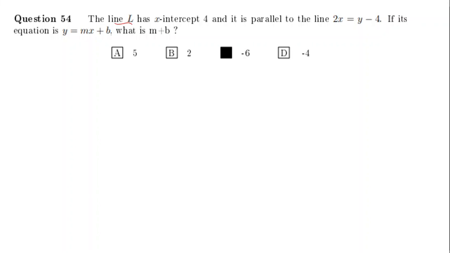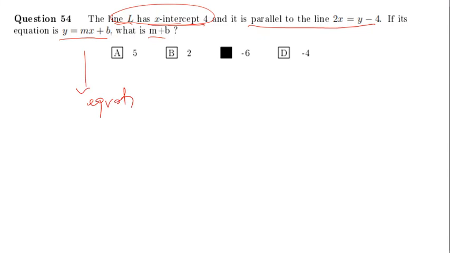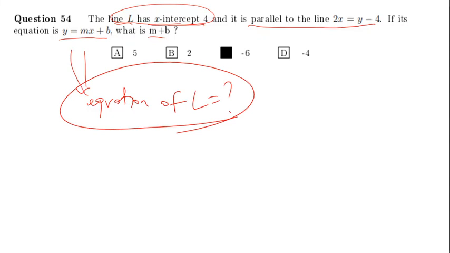Now the line L has x-intercept 4, and it's parallel to this line, and if the equation is equal to this, what's m plus b? Almost same question, but it says the x-intercept. So from the previous question, we need to find the slope first. So we need to write the equation of L. So it's asking what's the equation? Then if we find it this way, then we will find m plus b.